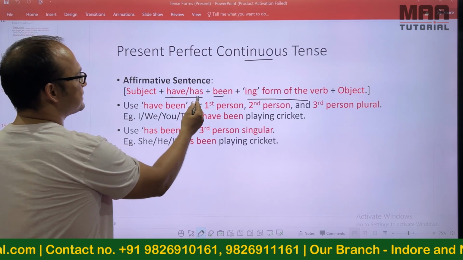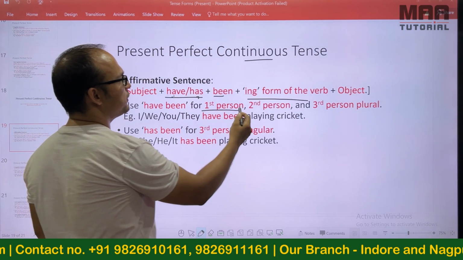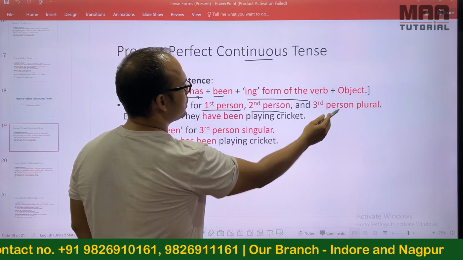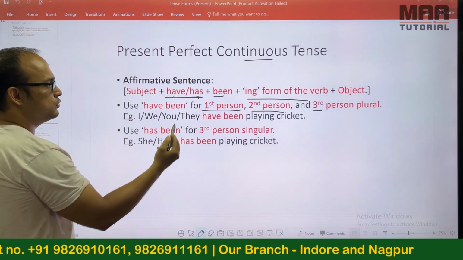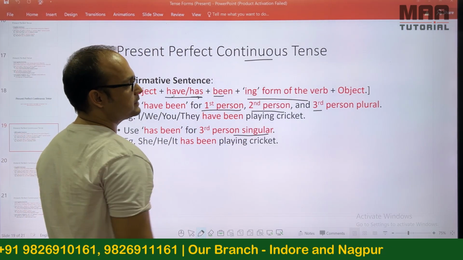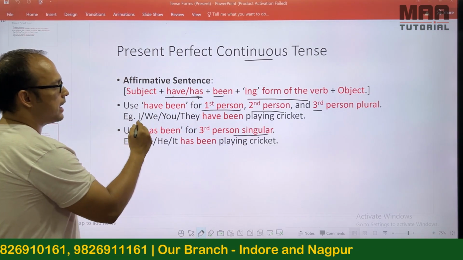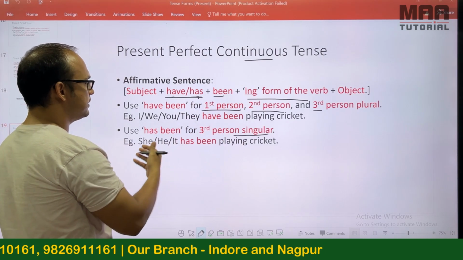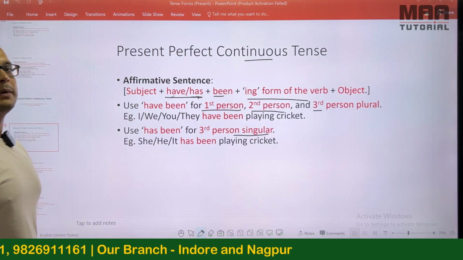So again, have and has, same difference. Have will be used for first person singular plural, second person singular plural, and third person plural. And has is used for third person singular. Similarly, say, I, we, you, they have been playing cricket. She, it has been playing cricket.